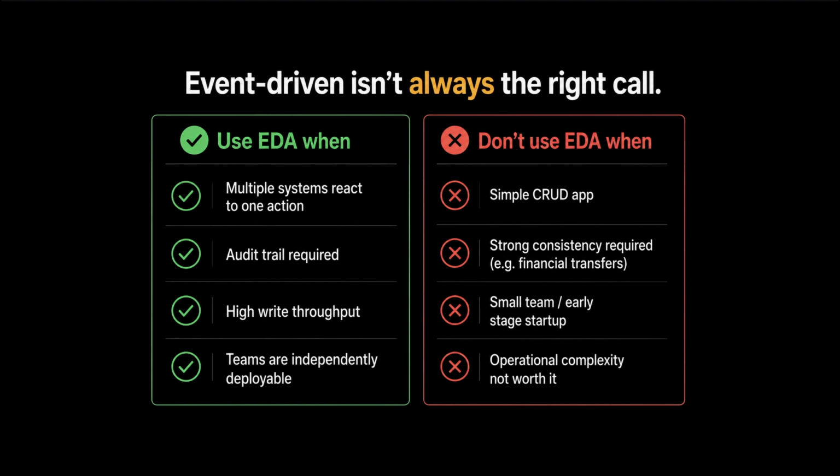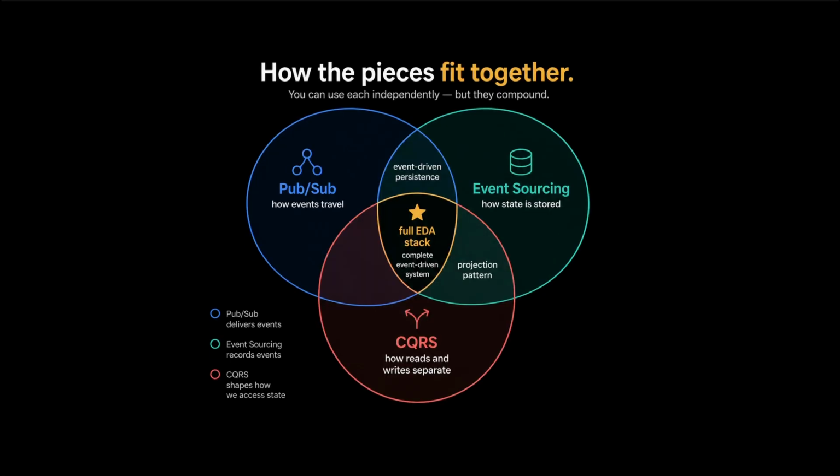But if you're a three-person team, building an internal tool or a simple CRUD application, a monolith with a transactional database is probably the right call. Don't let the hype push you towards a distributed system before you actually need one. Now let me show you how all the three patterns like Pub/Sub, event sourcing, and CQRS relate to each other.